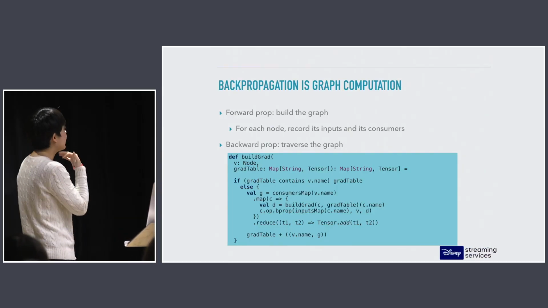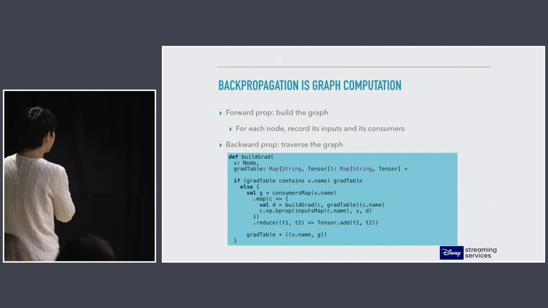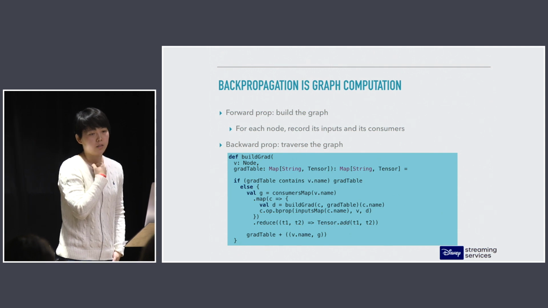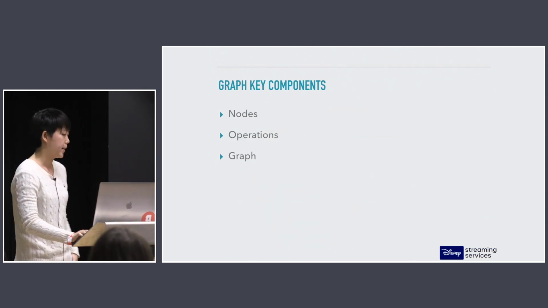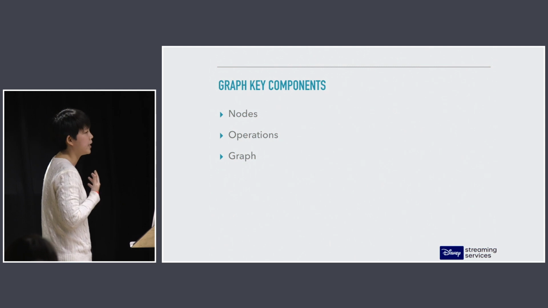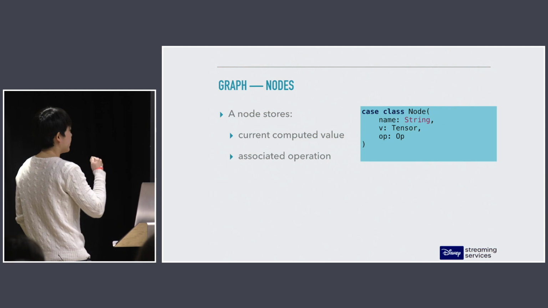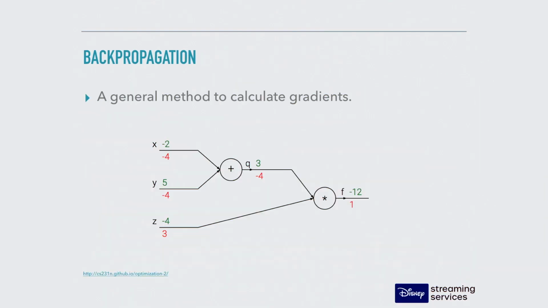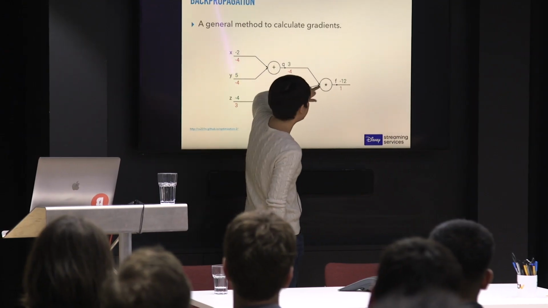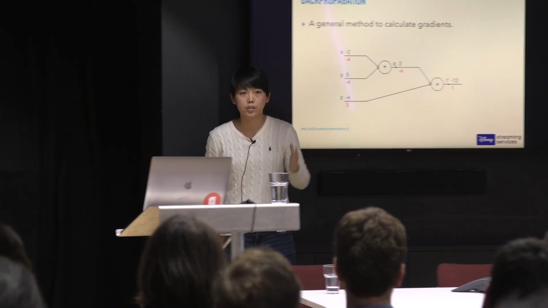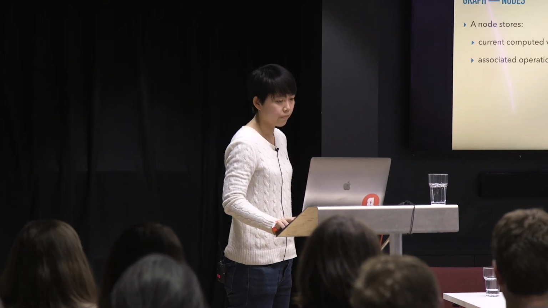So I think this is a fairly straightforward graph computation. We can go back to this code in a while, but let's go through the key components of the graph first. First is the node. It contains the operation. It contains the value, minus 12, which is of type tensor in my code. It has a name, which is an identifier, but that's just for internal implementation details.